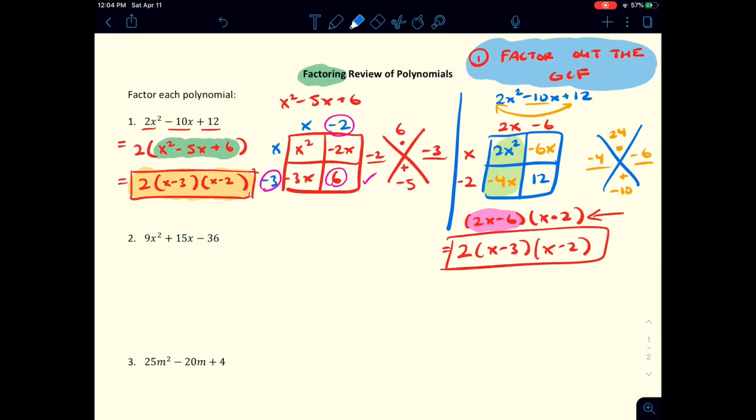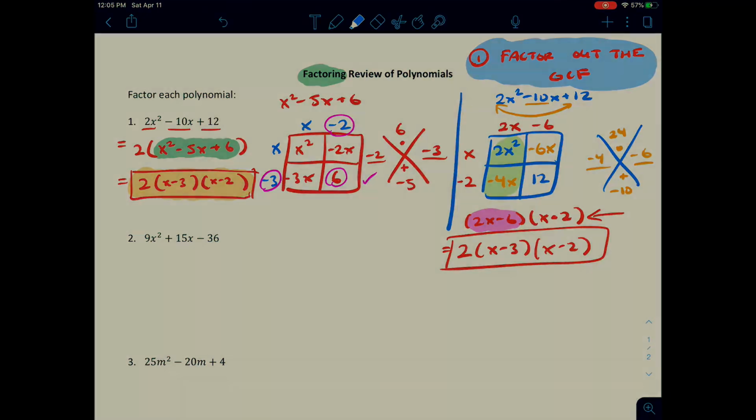Factor out the GCF. So guys, I hope you understand the importance of factoring out the GCF as your first step. And then from there, you can use whatever methods you know to factor out the rest of the trinomial or the polynomial for terms. So at this point, I want you to look at number 2. I want you to try number 2 on your own. Pause the video and press play when you're ready.